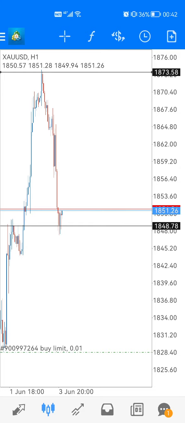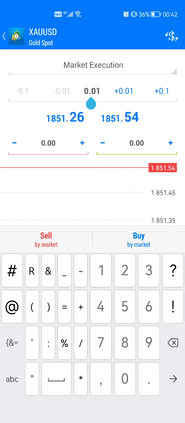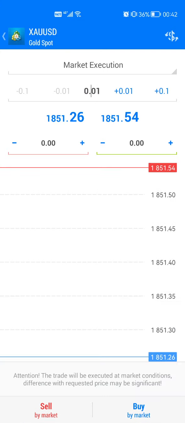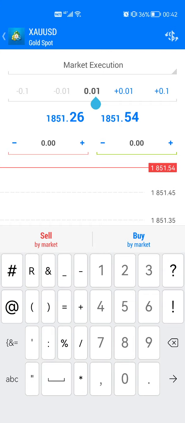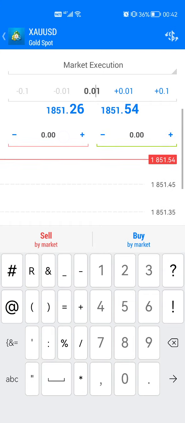Okay, then let's say you'd like to place a trade. Come here, say plus, then you decrease the lot size. In the middle, it's our lot size. So it is recommended for a beginner to use 0.01. Then in this space here is our stop loss. So if you are buying, make sure that your stop loss is lower than the current price. This is our current price, 1851.27. This is where the market is right now.